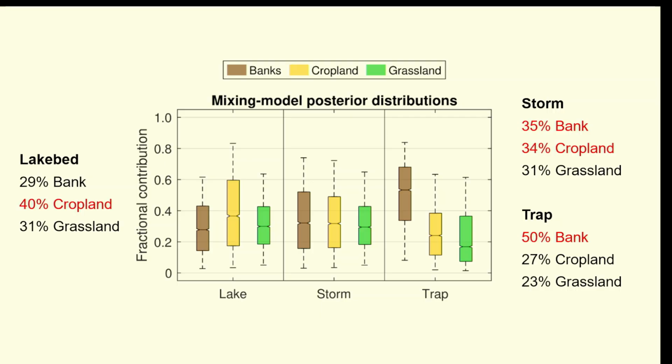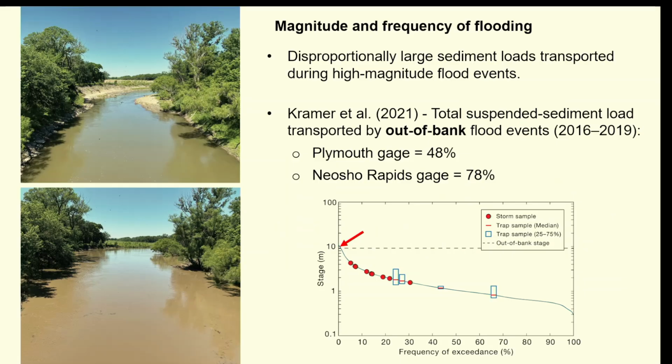And that brings up this question of the magnitude and the frequency of flood events. High-magnitude flood events transport disproportionately large amounts of sediment. Ariel with the USGS did a study for the Cottonwood and Neosho rivers using turbidity. So it was looking at the total suspended sediment load, and particularly I want to focus on what's transported by these out-of-bank flood events.